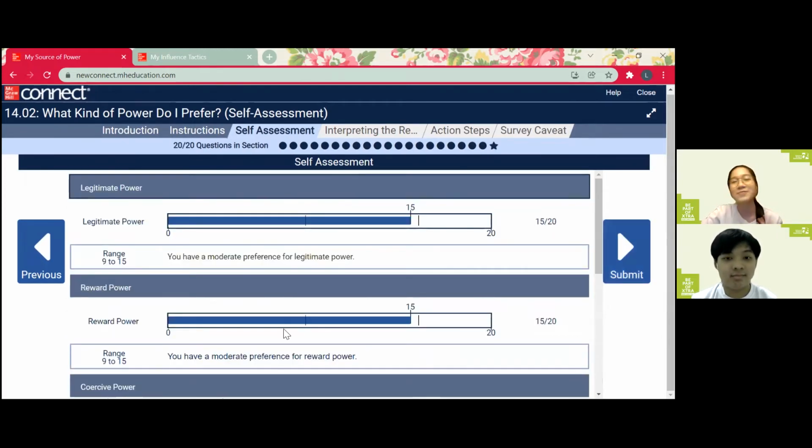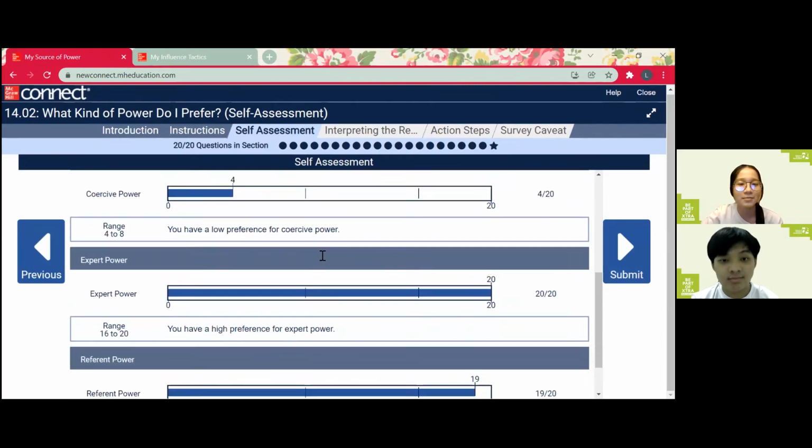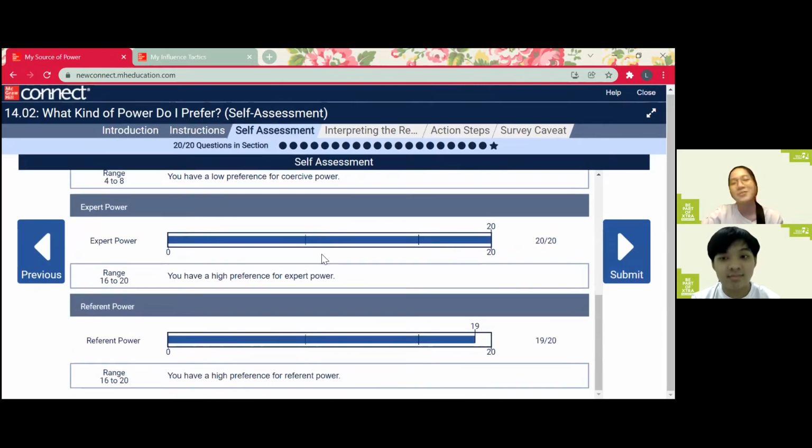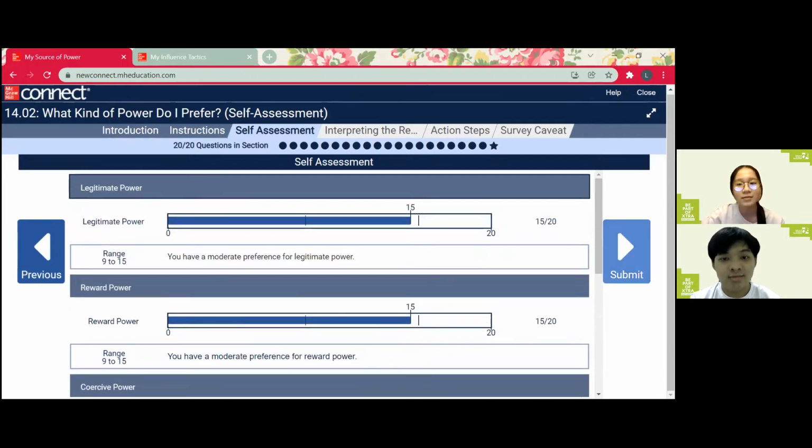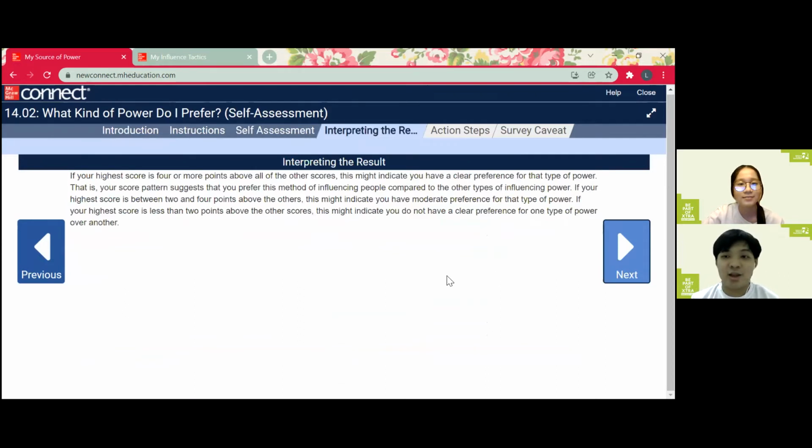All right, so here's the result of my self-assessment test for what kind of power I prefer. Oh wow. It shows that I have a very high level of expert power. It's 20 out of 20 here. And for reference power also. However, for coercive power, I have a rather low score. So yes, I agree with these results, Yushan. I believe that you have more of an expert power.